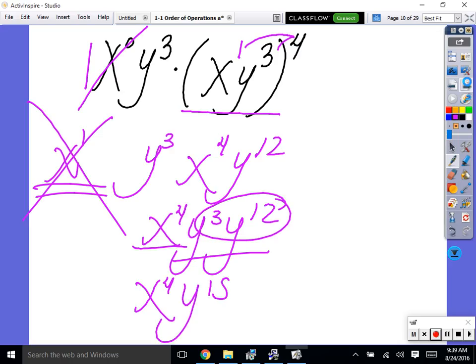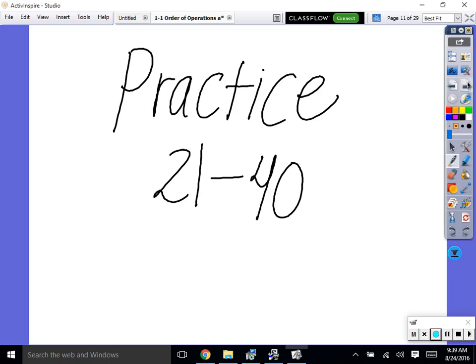Awesome. Okay, practice 21 through 40. There are some difficult ones. Like I said, guys, don't look at the whole thing and say, I can't do that, it's scary. Simplify it in sections, and it will get smaller and smaller. I would love to help you. I want you to practice those for the next 10 minutes, and then we'll move on to today's lesson.